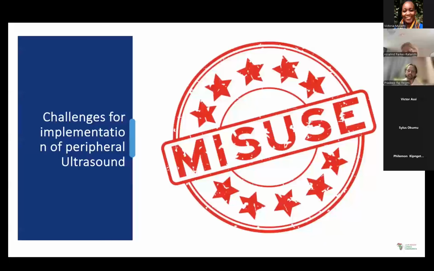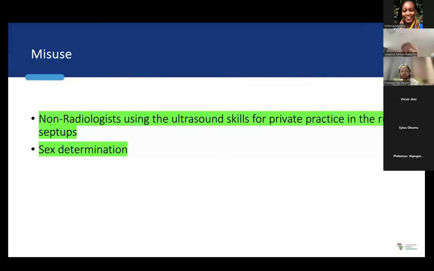There is a high likely chance of misuse, in terms of non-radiologists using ultrasound devices or skills for private practice in rural setups, for sex determination, and for illegal miscarriage as well. This is one of the burning issues currently in ultrasound in Nepal in the peripheral setup, where non-radiologists are doing some illegal practices for the sake of money.